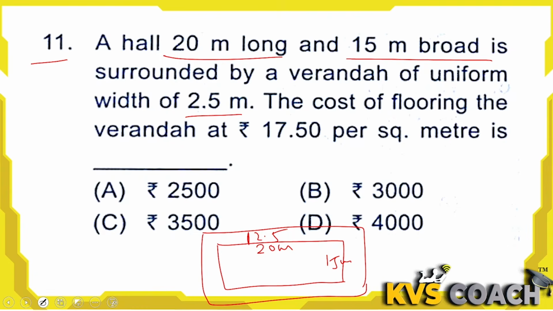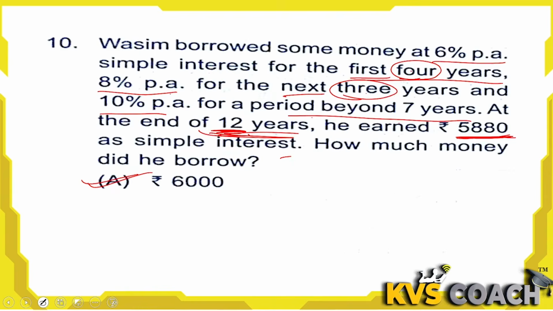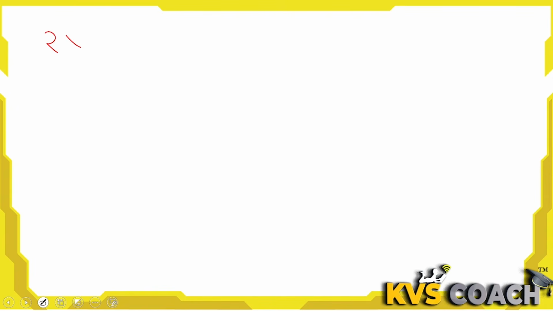So look, we have to find the area of this rectangle and then this rectangle, then we will subtract both the areas. Then we get the area of this part, and we will multiply by 17.50 per square meter, then we will get the value of money. Here what is the dimension for the first rectangle? That is 20 into 15. The area of a rectangle, we all know, is length into breadth. 20 into 15 is 300 meter square. This is the area of the inner rectangle.